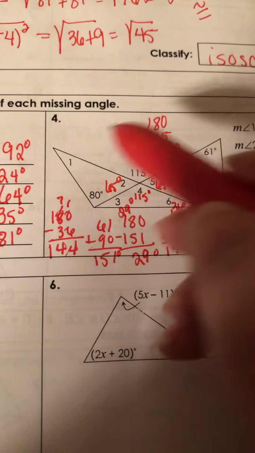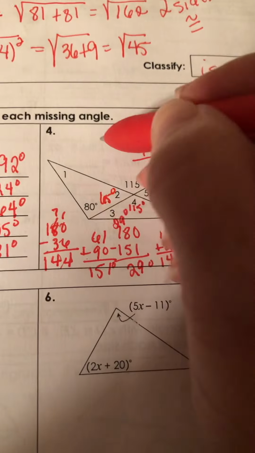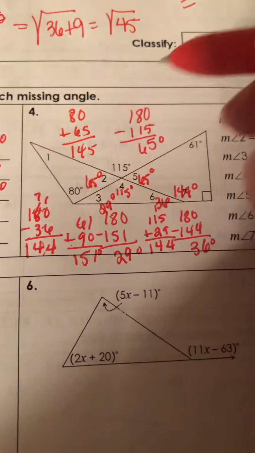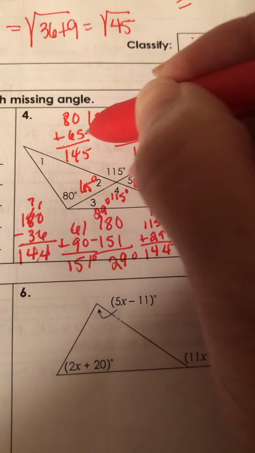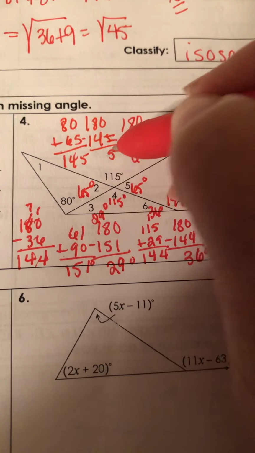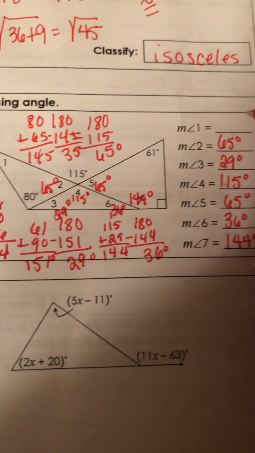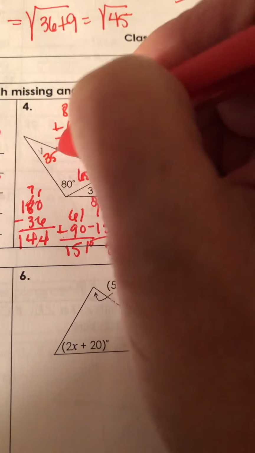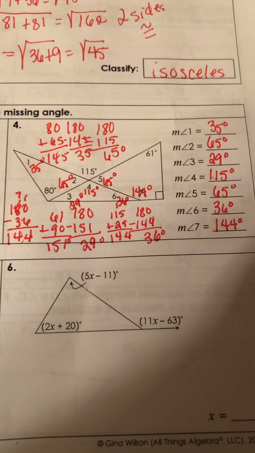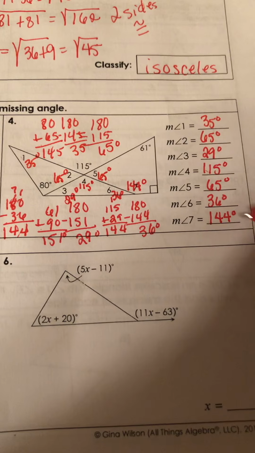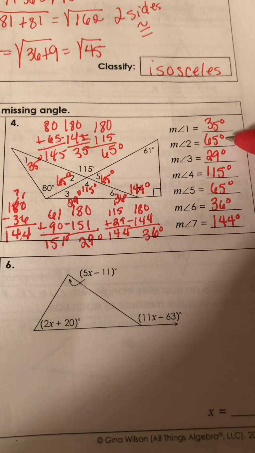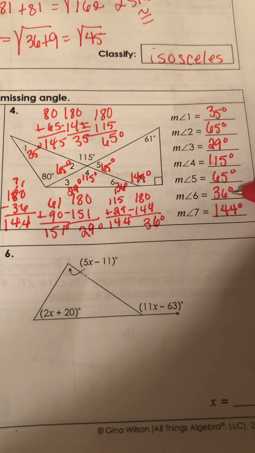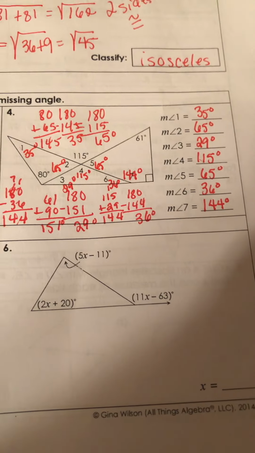And that leaves angle 1, which is located right here. So I can take 80 and 65, and then once again subtract from 180, and that'll give me 35 degrees for angle 1. Okay, and that's your answers for number 4. 35 degrees, 65 degrees, 29 degrees, 115 degrees, 65 degrees, 36 degrees, and 144 degrees.